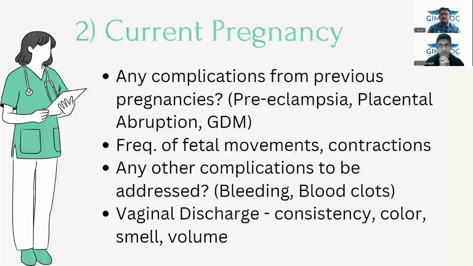And another complication that needs to be addressed is bleeding, blood clots. You need to ask the patient if they've had any sort of spotting, bleeding, antepartum during the pregnancy, and whether she had any bleeding complications in the previous pregnancy, because that's again very important. And as we know, it can cause severe blood loss, can lead to postpartum hemorrhage. It's extremely life-threatening to the mother herself at the time of giving birth. So this needs to be addressed. And also you can ask if they've had any vaginal discharge, consistency, color, smell, volume. Make sure they're not suffering from a UTI or any other vaginal related disorders.